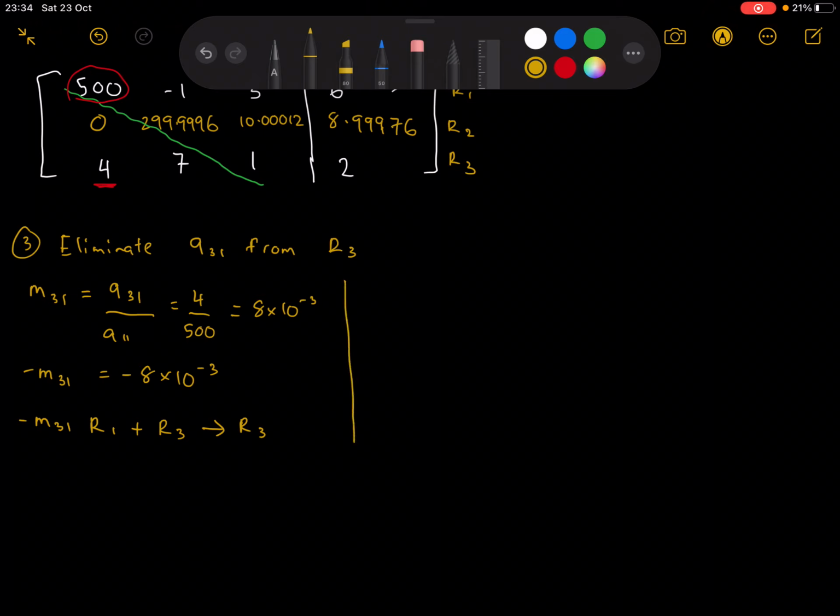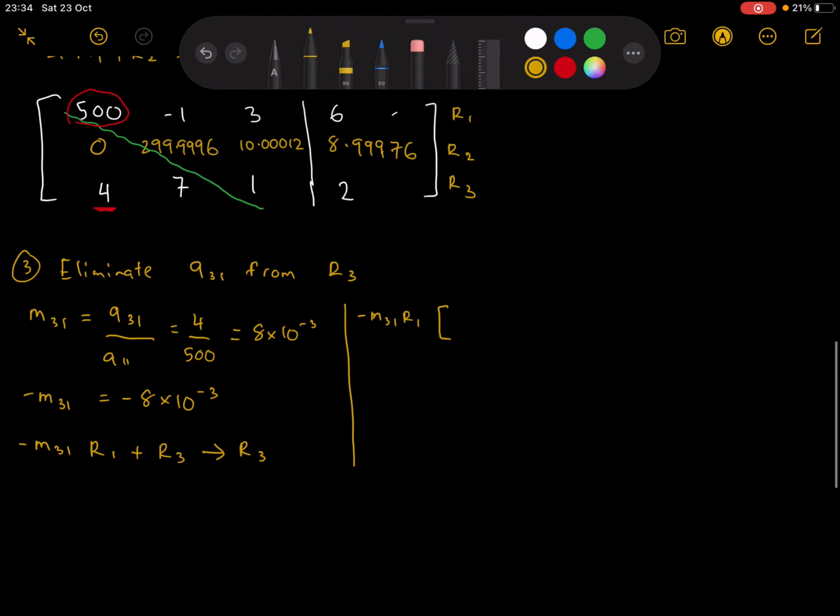Okay, the same, just proceed with Gauss iteration. So negative M31 row 1. We're going to multiply the multiplication factor on the values of row number 1. So negative 8 times 10 to the power of minus 3 times 500, this one will become negative 4.